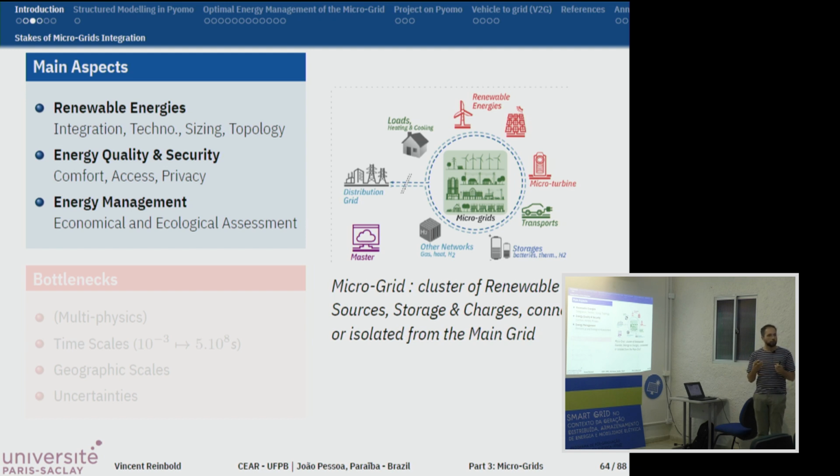For instance, social aspects as well are not really studied, but it's an aspect of the microgrid. How to increase, for instance, the access of poor people to energy and a good quality of energy. It can be an aspect of the microgrid.